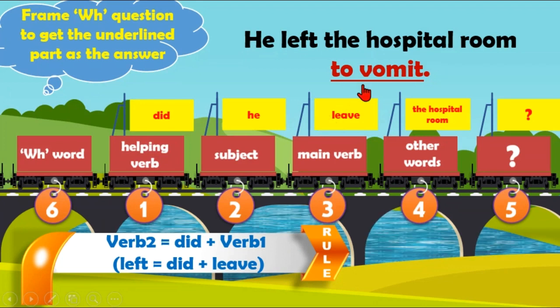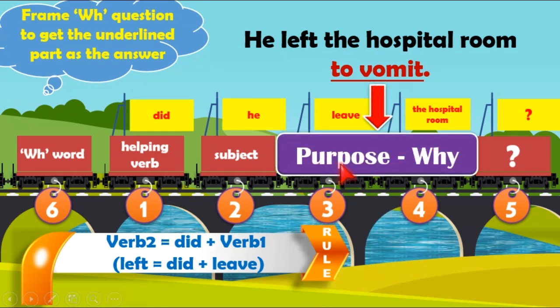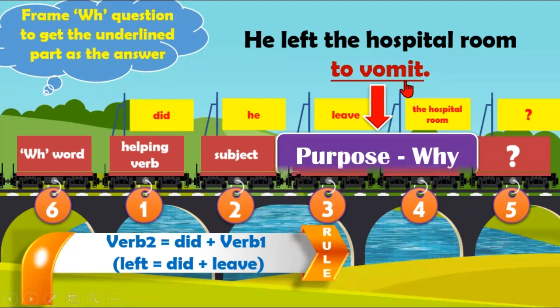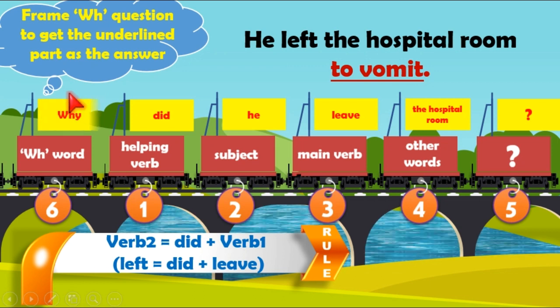The next step is to add the WH word. So this underlined part tells us the purpose. He left the hospital room to vomit. Purpose. So to question purpose we can use why. So the suitable WH word is why. Why did he leave the hospital room?